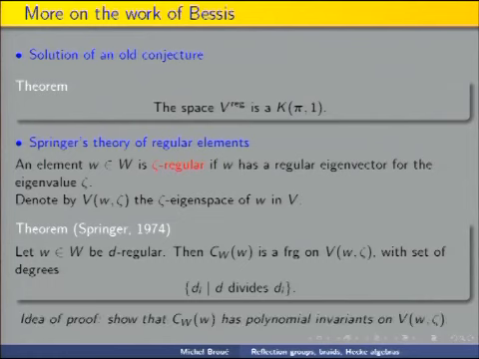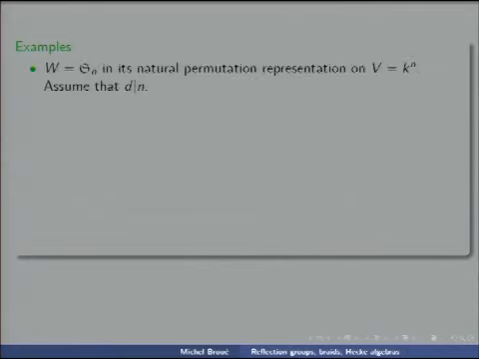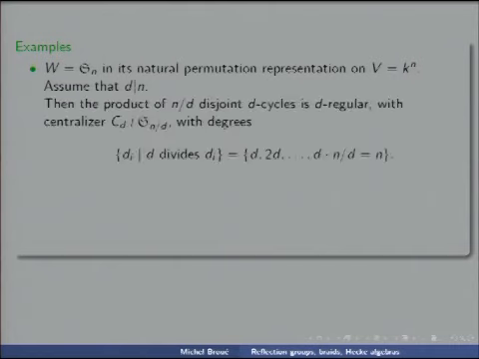All right, so let me give you some examples of regular elements. Let's start with the usual case. W is S_n in its ordinary representation. And suppose that I pick a d which divides n. Then, if you consider the product of d-cycles, as many as you can do in n, the product of disjoint d-cycles, it's an element of order d. This is a regular element.